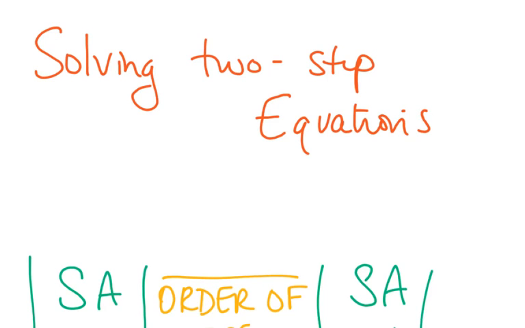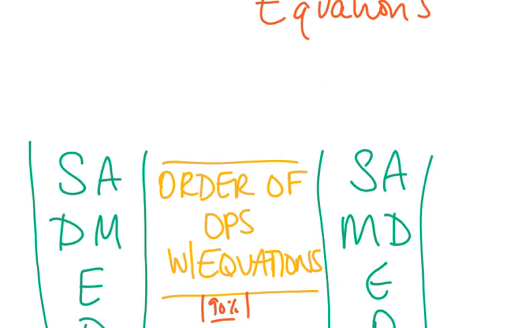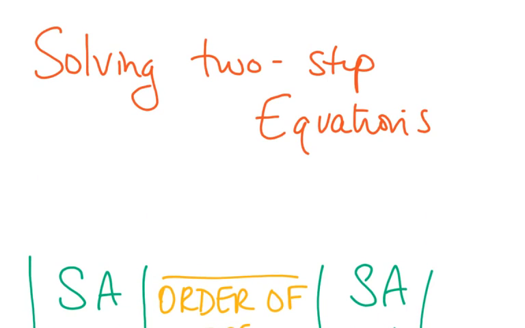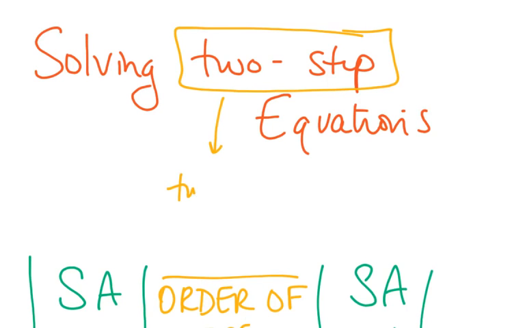The concept of this video is about solving two-step equations. If you struggled with solving one-step equations and have not watched the previous video, stop and go back and watch it. This is a building opportunity here. Solving two-step equations means there are two operations that need to be done to solve.